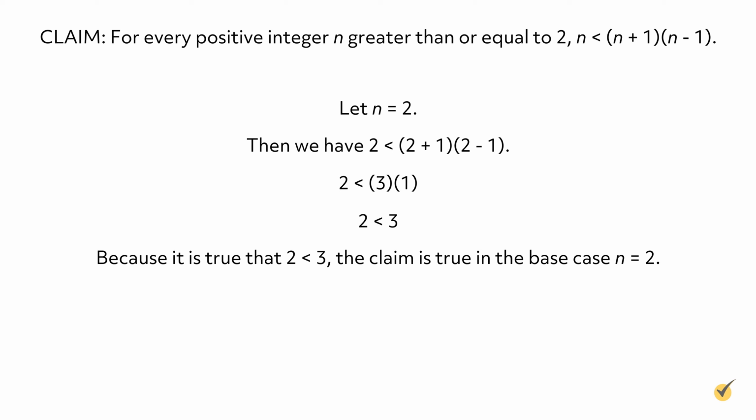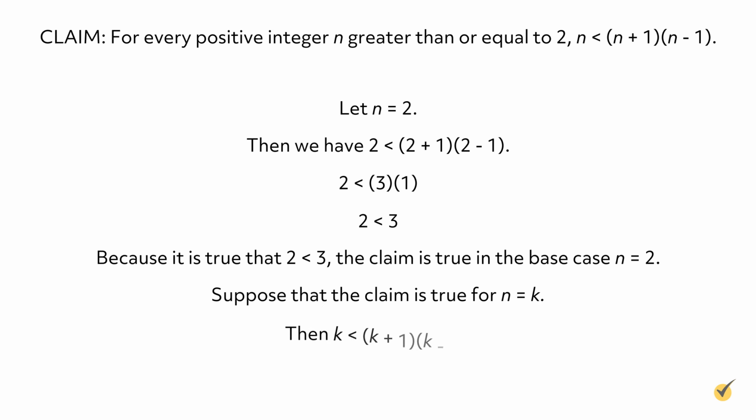The second step in proof by induction is assuming that the claim is true for the case n equals k. Suppose that the claim is true for n equals k. Then k is less than (k plus 1) times (k minus 1). This will help in the third step, which is proving that because the claim works for the n equals k case, it must also work for the successive n equals k plus 1 case. If this part can be proven, then it is consequentially shown that the claim is true for any case n greater than or equal to 2.